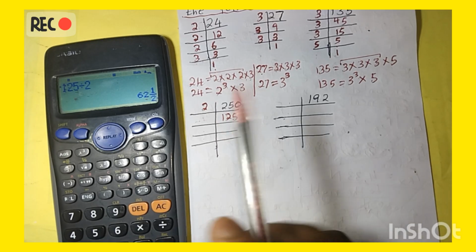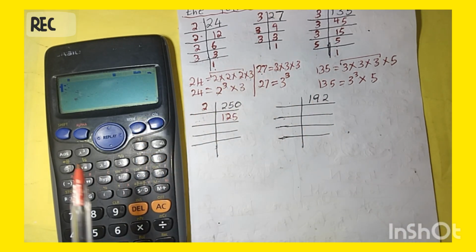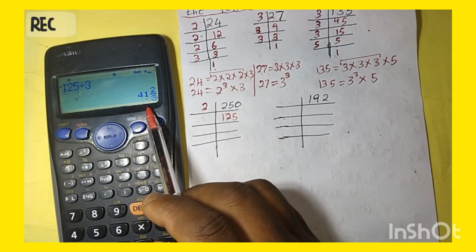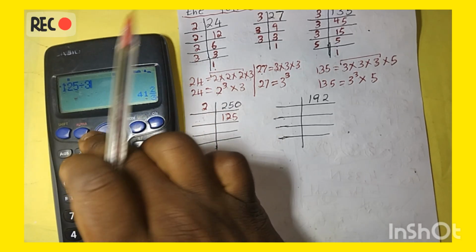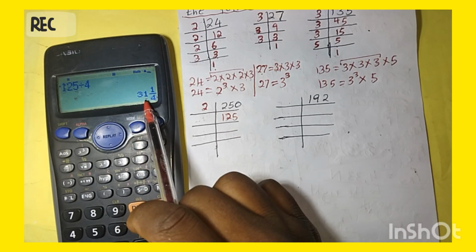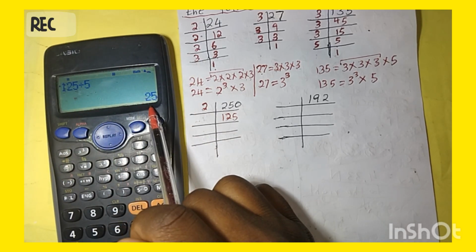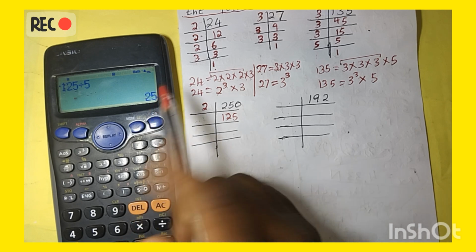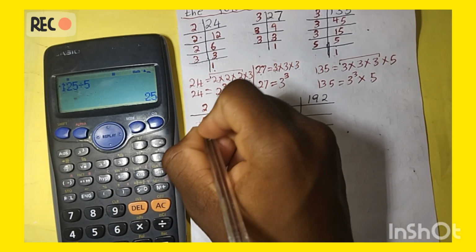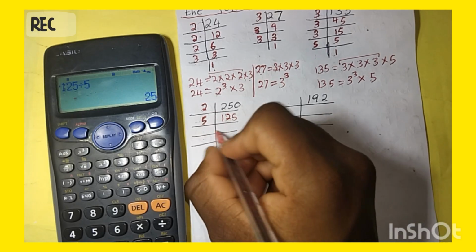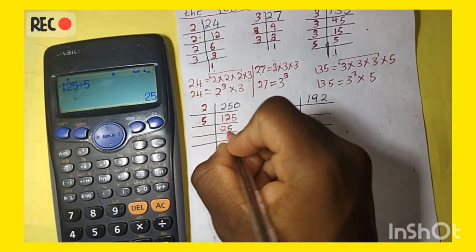So the moment we cannot divide by 2, let's try 3. Divide here by 3. Do you see? Even 3 cannot be divided. Let's try 4. 4 cannot be divided. Let's try 5. 5 can be divided there because I got a whole number. So it means that 5 can be divided, and I will get 25 there.